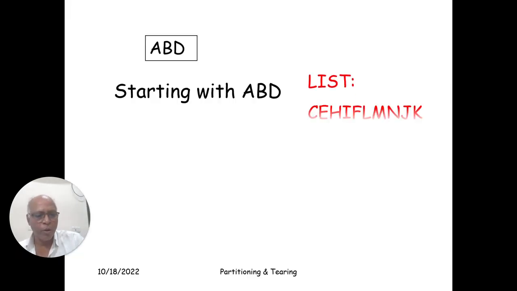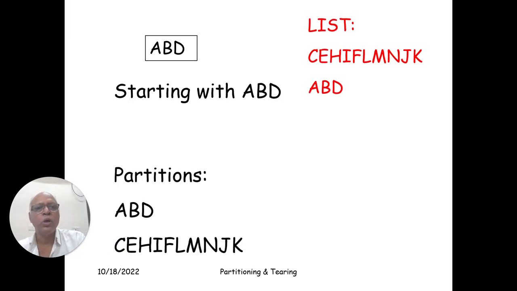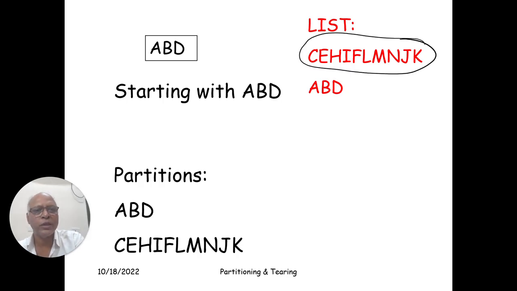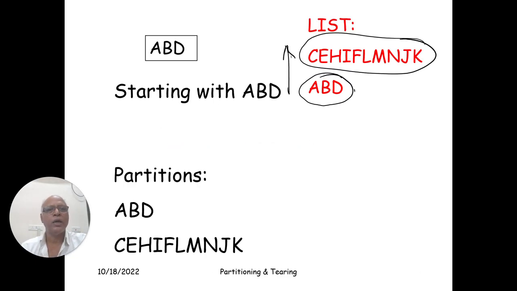So the problem is partitioned into two. The units C, E, H, I, F, L, M, N, J, K will form one partition and the second partition will involve units A, B, D. What is the order in which you have to solve them? The last deleted node is the one that you need to solve first, followed by the previously deleted node. So you have two partitions and the order is ABD followed by the second unit.